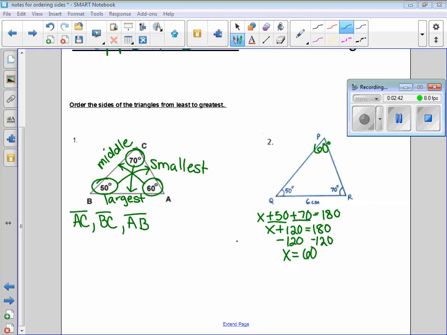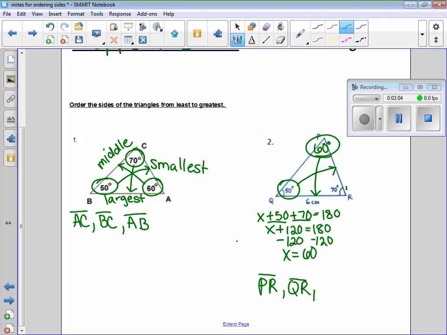Now I have all 3 angles of my triangle, so I can order the sides from least to greatest. Again, I find my smallest angle, which is angle Q, and go to the side opposite of it. So my smallest side is PR. Next would be angle P, which is 60 degrees, so my next side would be QR. My largest angle is angle R, 70 degrees, so QP is the largest side.